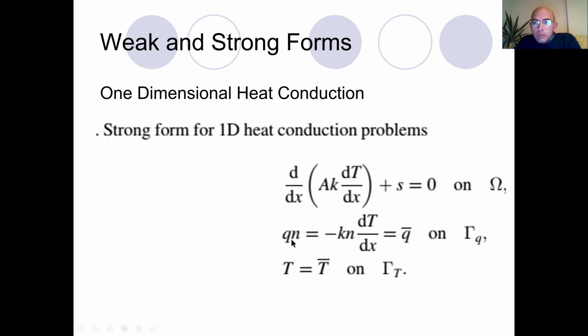At the boundaries we have the flux boundary conditions, so q multiplied by n. Again, n is the unit outward vector towards the domain, and that's equal to minus k multiplied by n dT/dx, and that's equal to q bar. So q bar is the prescribed heat flux in the normal direction. Of course, we have the boundaries where the temperature is defined. So at these boundaries, temperature is equal to T bar.